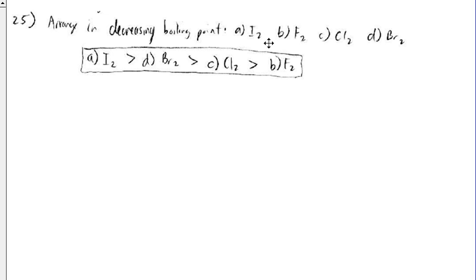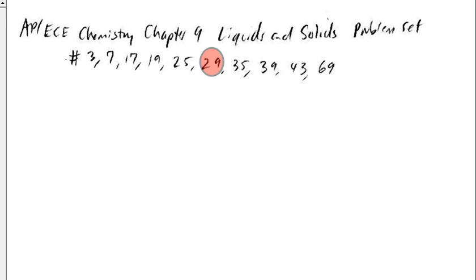So fluorine will have the lowest boiling point because it has the least dispersion forces, the least London forces, which I guess can also be called induced dipole forces. Let's take a look at problem 29.